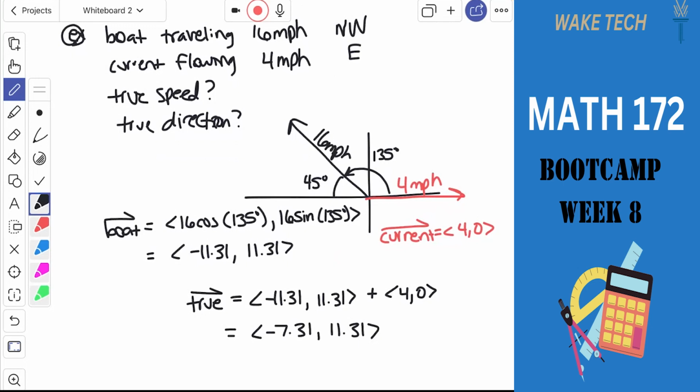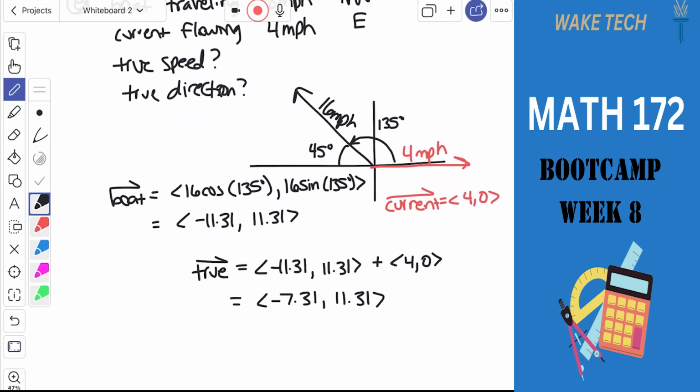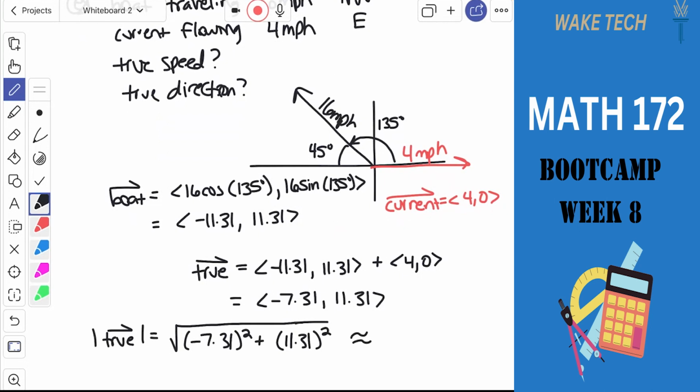And what we want to do with this, we want to find the speed and the direction. The speed is going to be the magnitude. That's the square root of x squared plus y squared. .47 miles per hour.